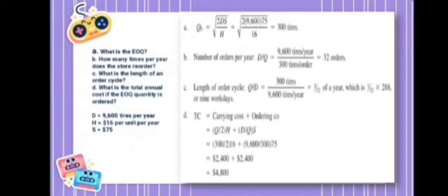Then letter C, what is the length of an order cycle? So length of order cycle, Q over D, is equal to 300 tires over 9,600 tires per year, which is equal to 1/32 of a year, which is 1/32 times 288, or 9 work days.